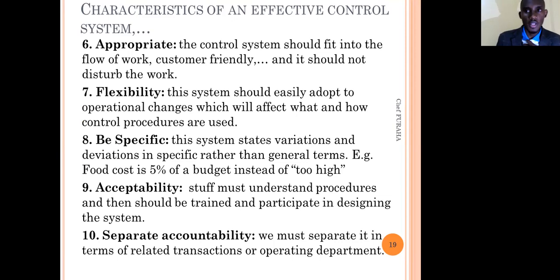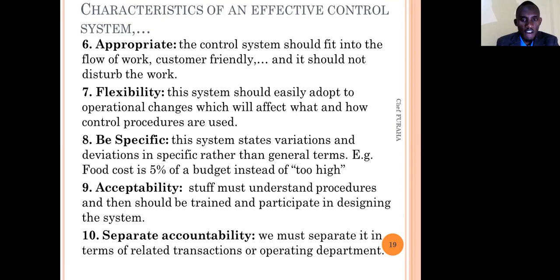It must also be specific, that you made these sales, for example. So standards and standard procedures must be specific. The control process must be specific in that if you are giving a report, you must be specific. If you are reporting about the food cost, you cannot say that it was too high, it was good, it was too low. No, you must be specific and say that it was 5%, for example, 10%, or 30%. So it must be specific. If you made sales of 1 million, don't say that today we made a lot of sales. Be specific.